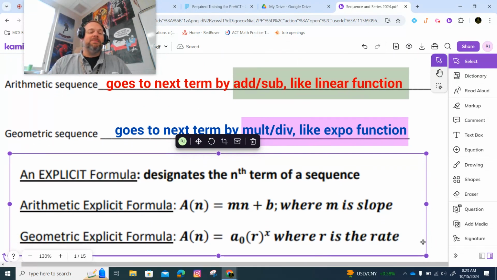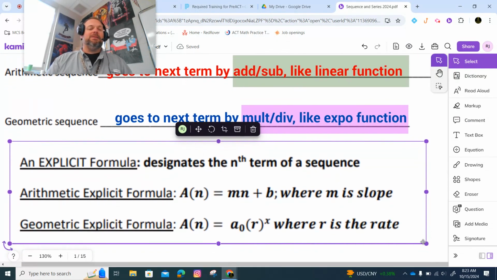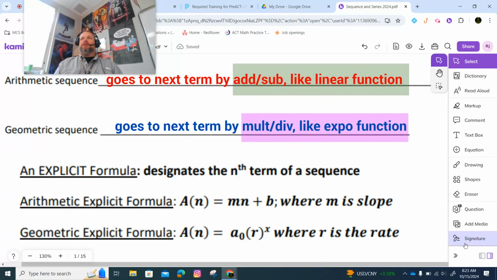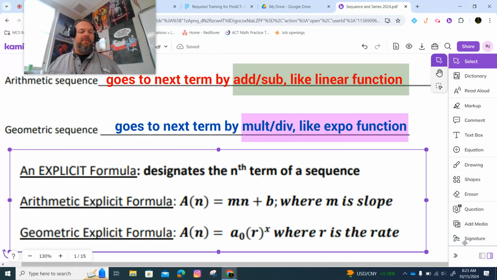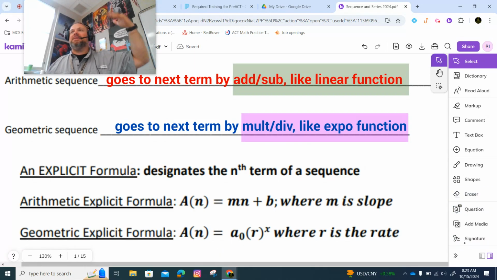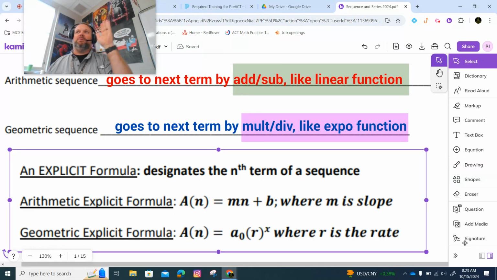We're going to be learning about explicit formulas today. Explicit formula designates a specific term in a sequence. Well, I guess that's why it's explicit.